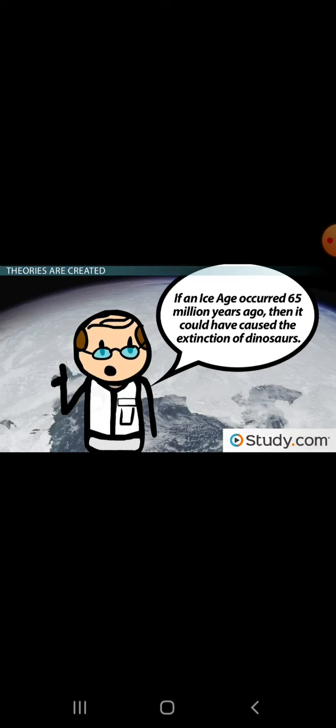For example, a scientist that believes dinosaurs were wiped out by an ice age could develop a hypothesis that states, if an ice age occurred 65 million years ago, then it could have caused the extinction of dinosaurs. The scientist could then look for evidence to test the hypothesis by doing things like analyzing samples of the layers of the Earth. After the data was collected and studied, the scientist would form a conclusion. If he found evidence that supported his hypothesis, then his hypothesis is said to be correct.